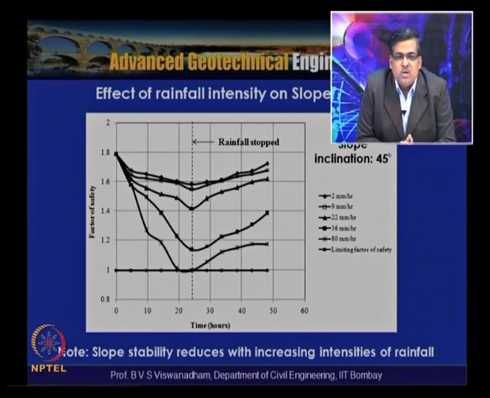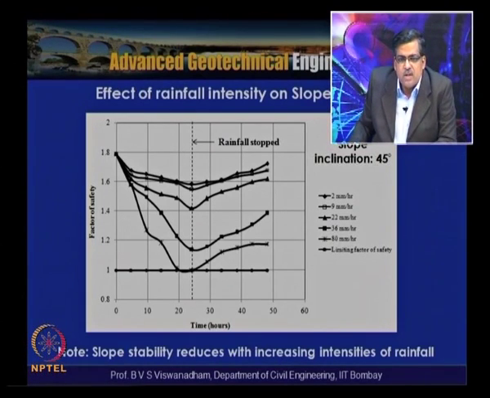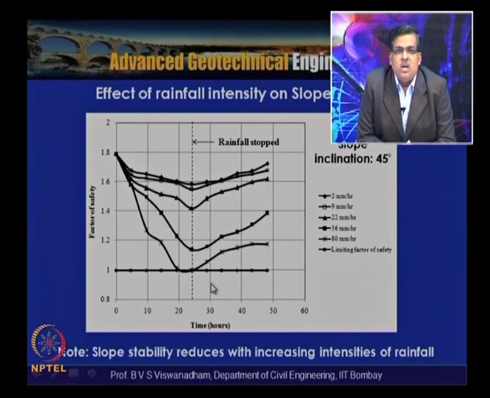Now, once the rainfall has elapsed, you can see there is an increase in factor of safety, because there is a dissipation of pore water pressure taking place. But what will happen with slopes constructed with low permeable soils, where the dissipation is not happening? The decrease will not take place rapidly, and even if the decrease takes place, the increase in factor of safety will not result rapidly. So that determines the vulnerability of a slope to fail.